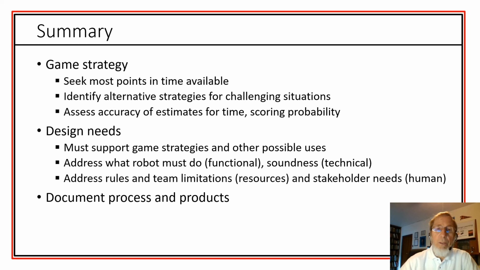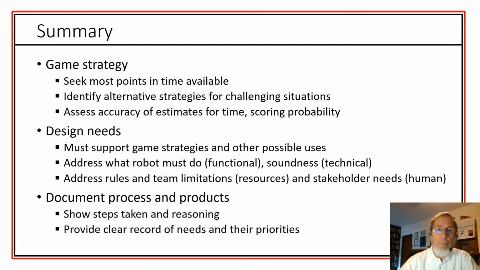And note, we must document well the game strategy and the design needs, because as I've said before, if it's not documented, we have no proof that we did it. So therefore, in our documentation, we should show the steps we've taken and the reason for those steps, and provide a clear record of the outcomes from these various steps. The record of our needs and our priorities would be the final outcome from the steps that we've discussed today.